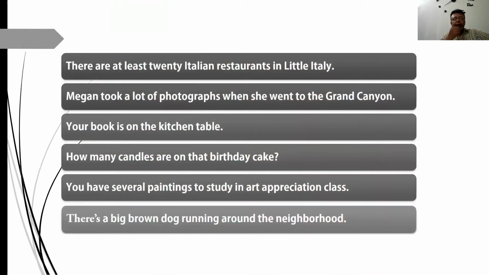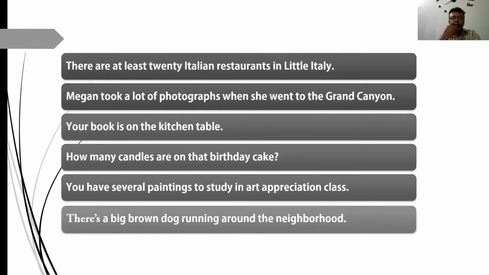There are at least 20 Italian restaurants in Little Italy. Megan took a lot of photographs when she went to the Grand Canyon. Your book is on the kitchen table. How many candles are on that birthday cake? You have several paintings to study in art appreciation class. There's a big brown dog running around the neighborhood. Now, in these sentences, there are nouns. Can you guess what they are?